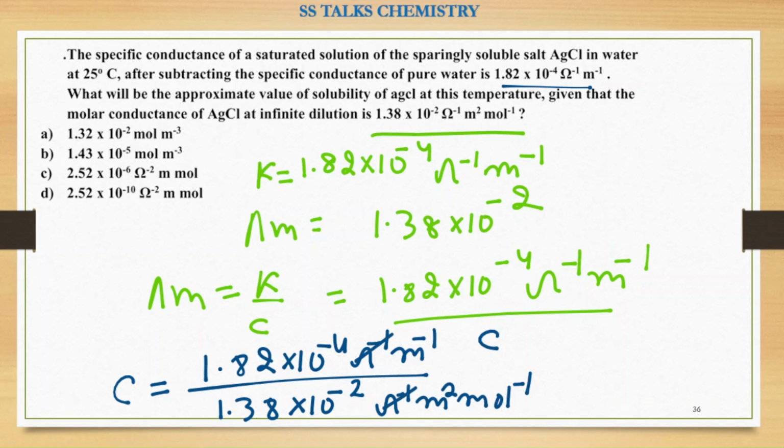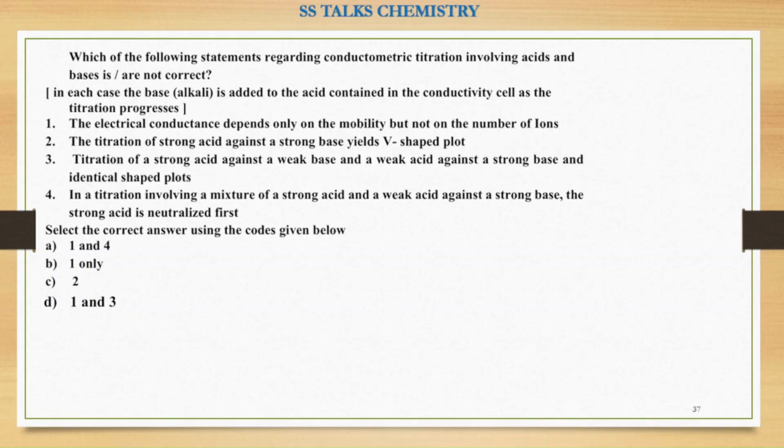So the ohm inverse will get cancelled out. The value we will be getting is in mole per meter cube, that is 0.0137 mole per meter cube, which we can write as 1.37 into 10 raised to the power of minus 2 mole per meter cube. So that is given to us in option A. Right. Next we have this question.